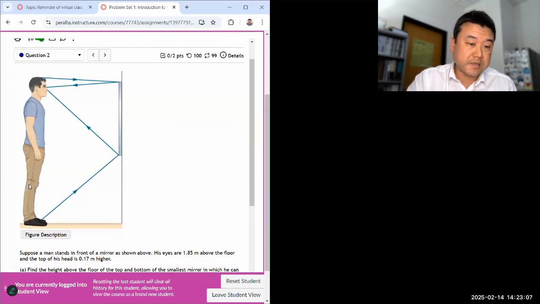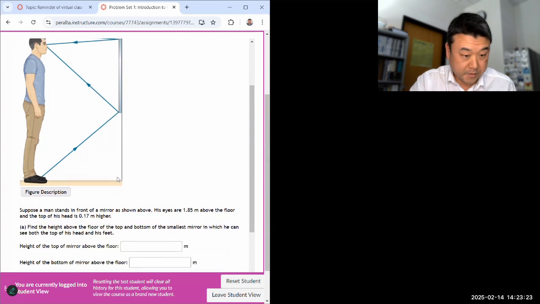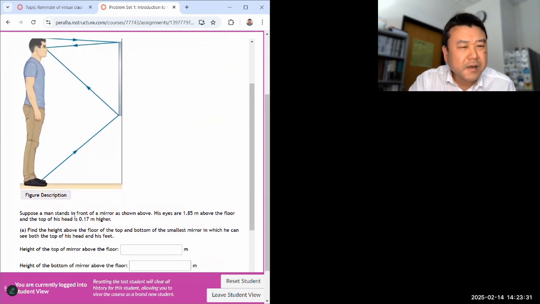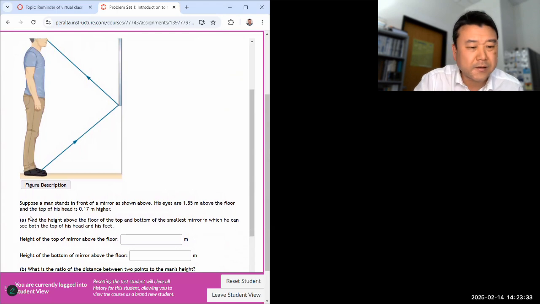So you have someone who's standing in front of a flat mirror. These kind of ray diagrams give you some idea of, the rays come from the foot, reflect off this edge of the mirror, and come to the person's eye; the top of the head reflects off the mirror, and then comes to the person's eye. Good. So suppose a man stands in front of a mirror as shown above. His eyes are at that height. Should I label? Let me leave it. I think I can do without the label.